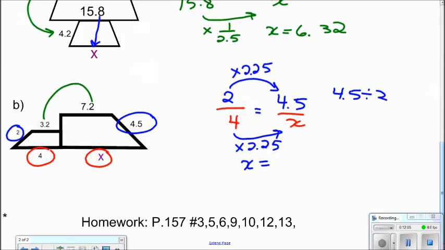So top and bottom both get multiplied by our scale factor of 2.25, and that tells us the missing side length of x is 9 exactly. So that's it. That's the end of lesson 5.